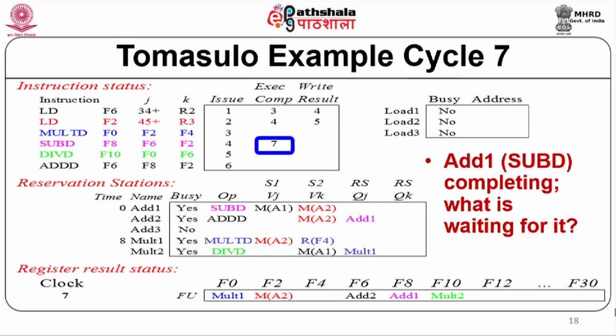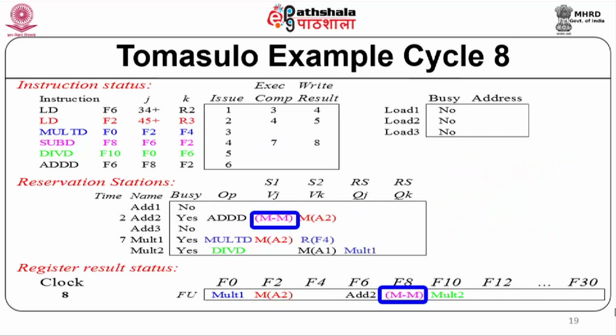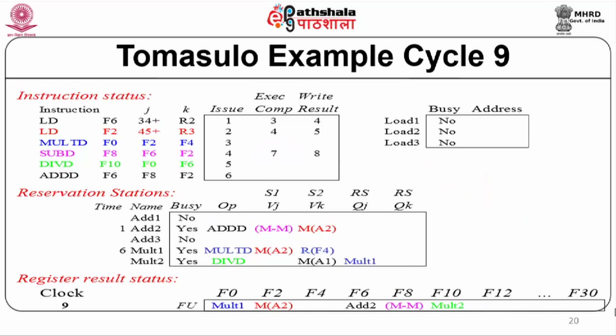So, sub is completing, and what is waiting for it is your add instruction, because the destination operand of your sub instruction, F8, is a source operand for your add instruction, F8. Now you look at the latency counter. The add instruction has finished execution, and the mul instruction has finished 2 clock cycles of execution. The latency is 8, and in the next clock cycle you will observe that your add 2 instruction will start executing because the operand has become available.